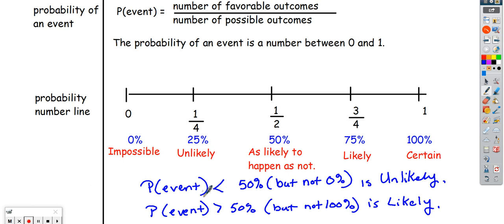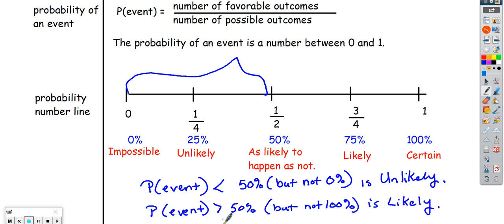Probability of an event that is less than 50%, but not zero, because 0% is impossible. If you have 0% chance of something happening, there is no chance. It's impossible for it to happen. So if it's less than 50, but not zero, somewhere between this and this, just a little more than zero but less than 50%, then you can say that it is unlikely to happen.